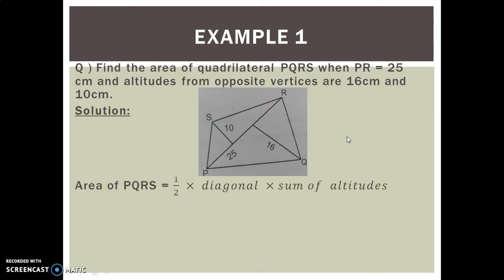You will first write down the formula. Area of PQRS is equal to half multiplied by diagonal multiplied by the sum of the altitudes, which is half multiplied by 25 multiplied by 16 plus 10.